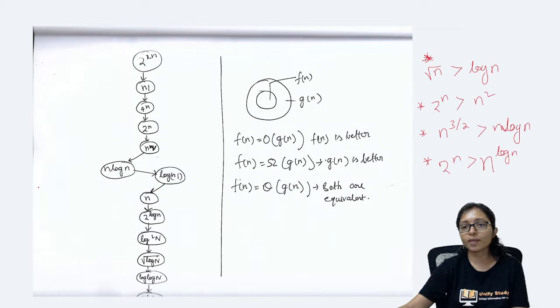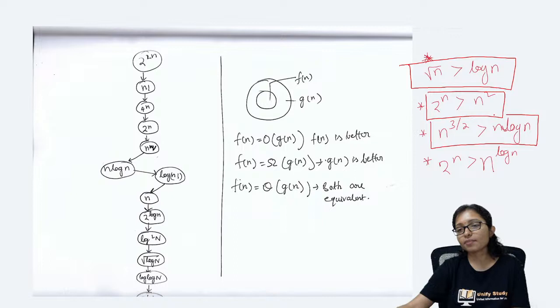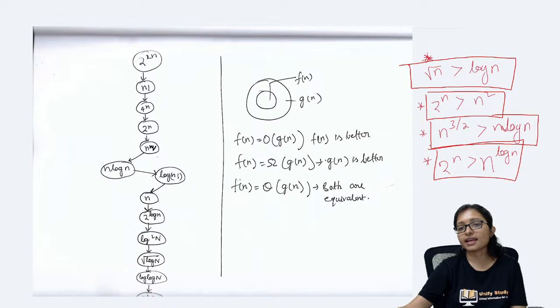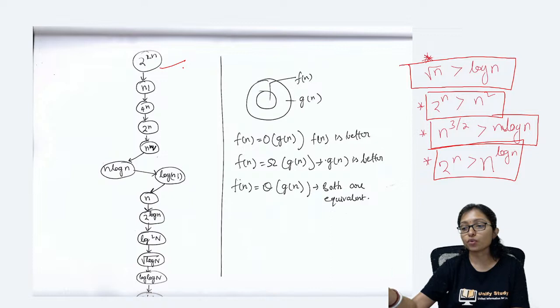Just now I told, go back here. Just now I told that root n is greater than log n. Root to the power n is greater than n square. n^(3/2) is greater than n log n. And 2 to the power n is greater than n to the power log n. Always 2 to the power n, 2 to the power 2n is always the higher one.